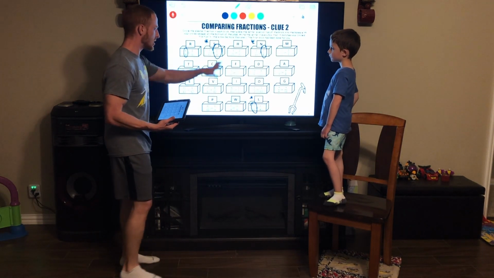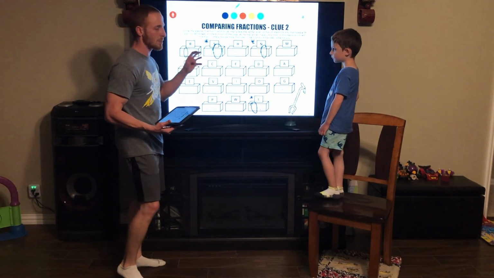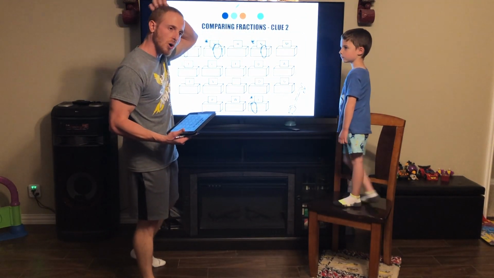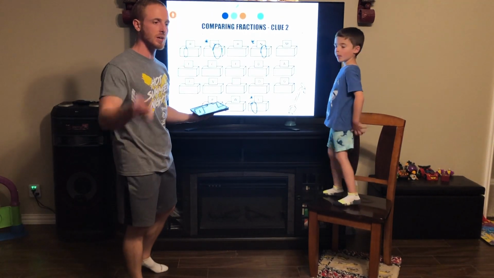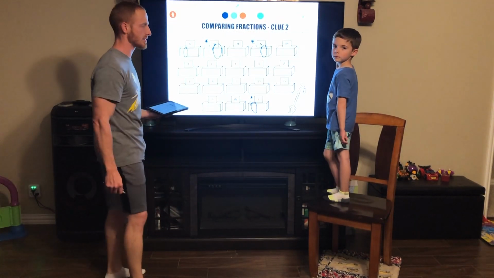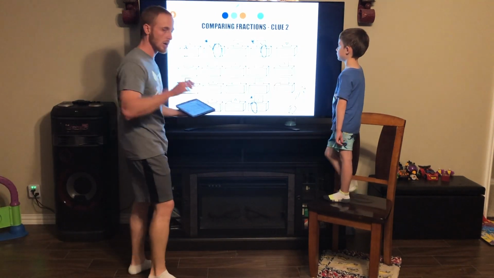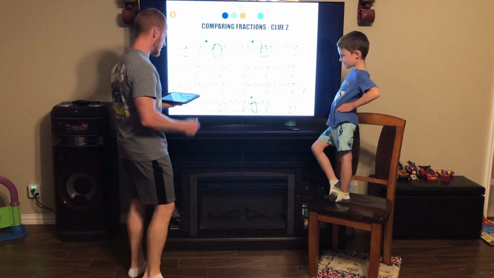A lot of these you're going to be able to use the benchmark of a half, but some of them you will have to use LCM and convert to common denominators like I did on that second example. So as you move along, remember those two and show your work.